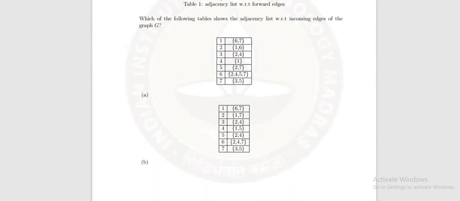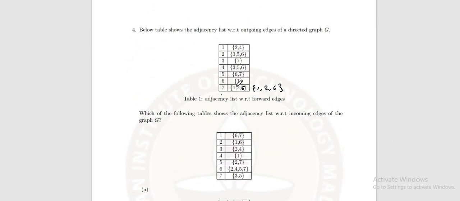Then only you will get the answer, because if you look carefully in all these options, 7 has been included as an incoming edge. It means there should be an edge going from 7 to 6, then only 7 can be included in the option as an incoming edge. I hope you are understanding this. We will look through the diagram also, but this question is slightly wrong, which I have made correct. This is not 1 to 7, this is 1 to 6. Please verify.